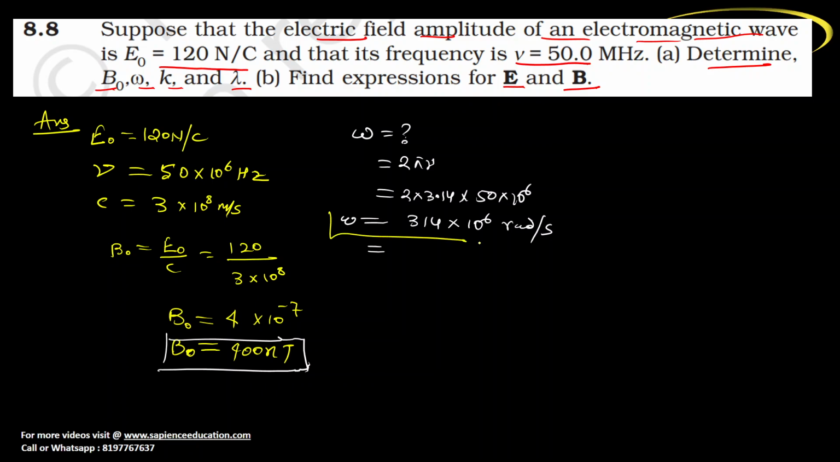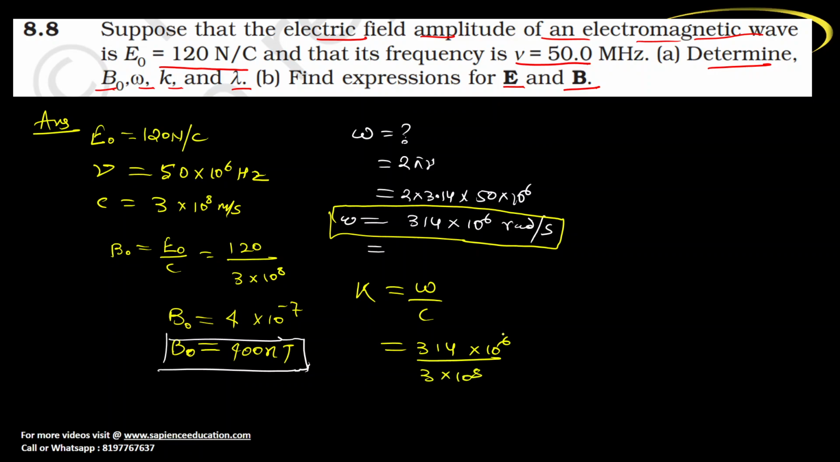Now let's go for the next value. What are they asking in this question? They are asking k. What is k? K is the wave number, so k is equal to basically omega by c. So this will be 314 into 10 to the power 6 divided by c, which is 3 into 10 to the power 8. So when you calculate it, the value will come around 1.05 radian per meter. So this is the value of k. Got it?